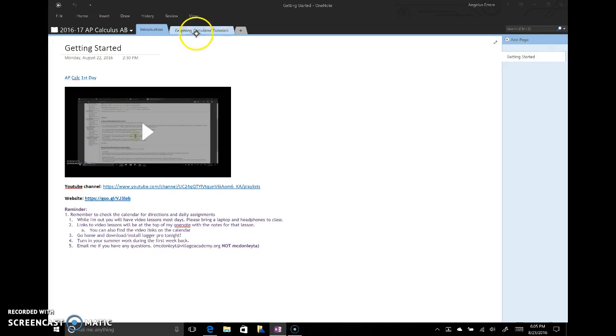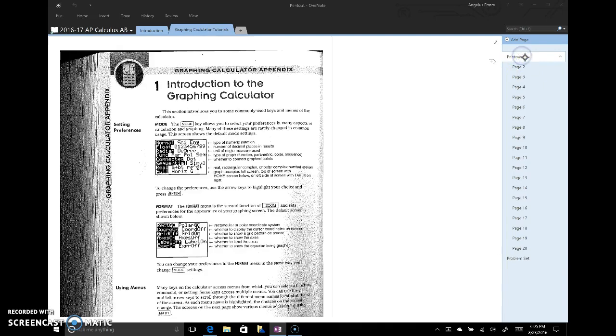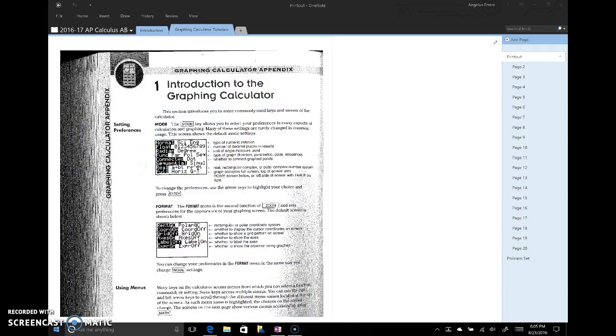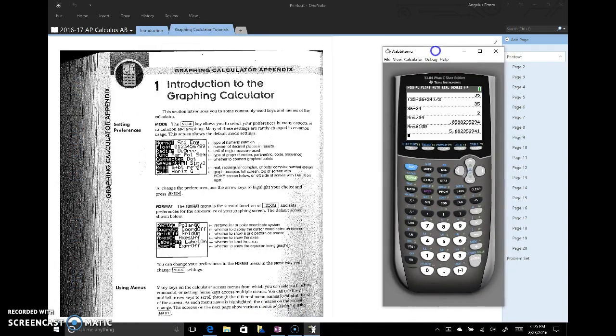So you'll see in my OneNote there's a tab for graphing calculator tutorials, and this is what we're going to be working through. Now I've got a calculator that we'll be able to use here as we go along with the lesson.